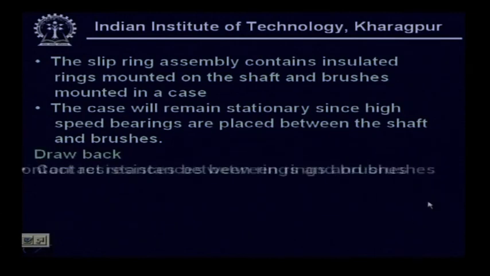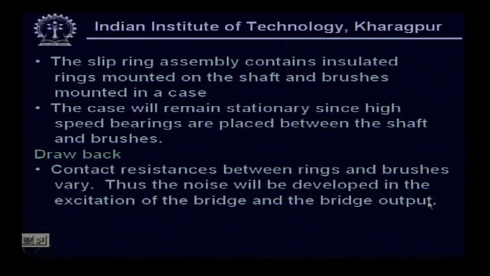The drawback, as I told you earlier, is that the contact resistance between the rings and the brushes varies, so noise will be developed in the excitation of the bridge and in the bridge output. The excitation voltage will also contain noise, and further noise will be added when you take out the unbalanced voltage. That noise will already be present in the unbalanced voltage.